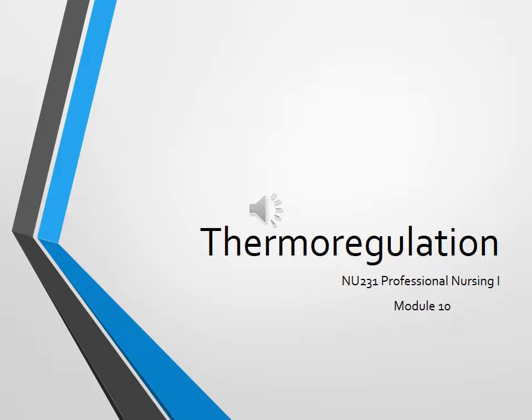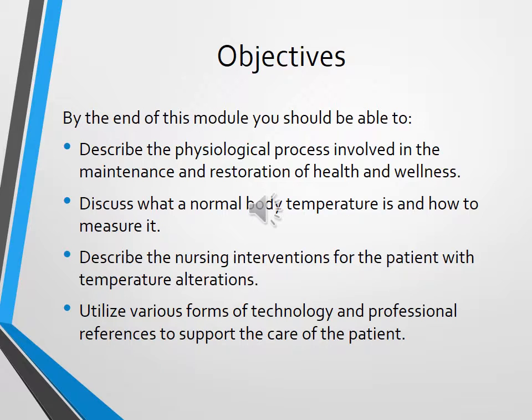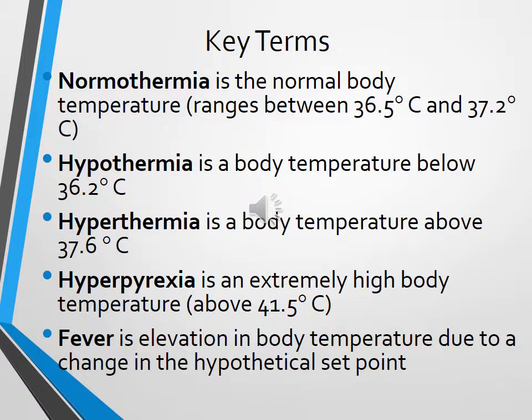Thermoregulation, Module 10. Your objectives are as listed. Key terms: normothermia is normal body temp, so between 36.5 and 37.2. Hypothermia is a body temp below 36.2, whereas hyperthermia is above 37.6.